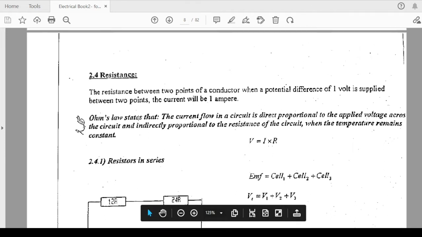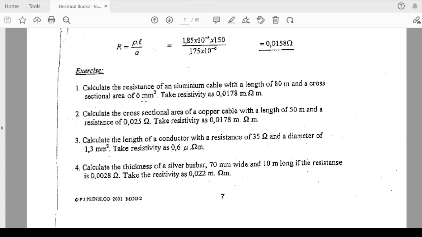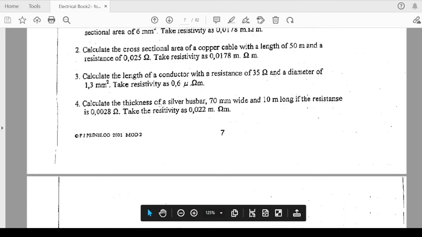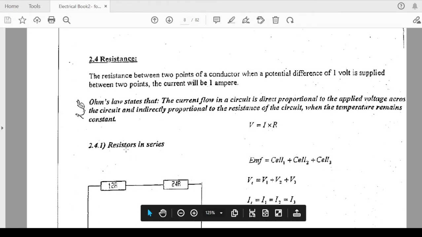We ended on resistivity last time, you remember? That's correct. Yeah, we did resistivity. And then today I'm going to start on resistance.